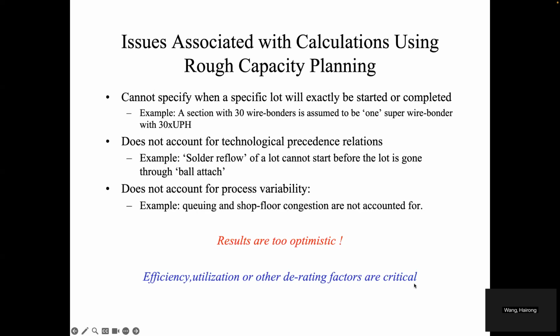Hi everyone. Today we will learn about the learning curve theory. Before we start, let me briefly recall what we discussed in our last lecture.